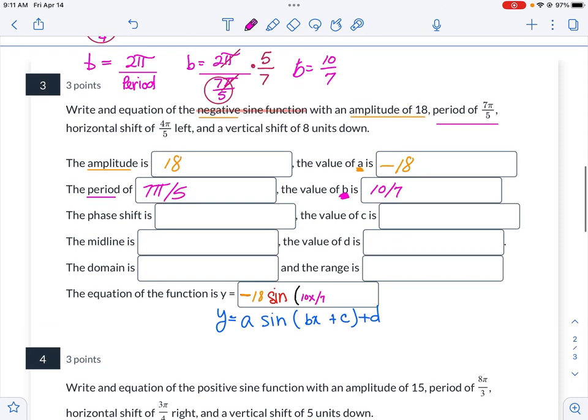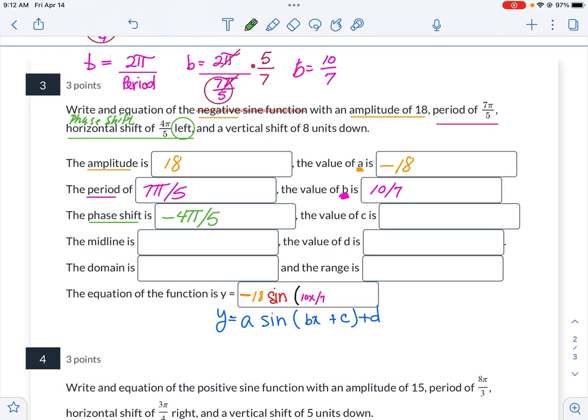All right, then it says that the horizontal shift is 4 pi over 5 to the left. First of all, horizontal shift is the same as the phase shift, so think of that. And remember that it's going to the left. So because it's going to the left, that 4 pi over 5 is a negative number. So the phase shift is going to be a negative 4 pi over 5. And again, it's negative because it went to the left.